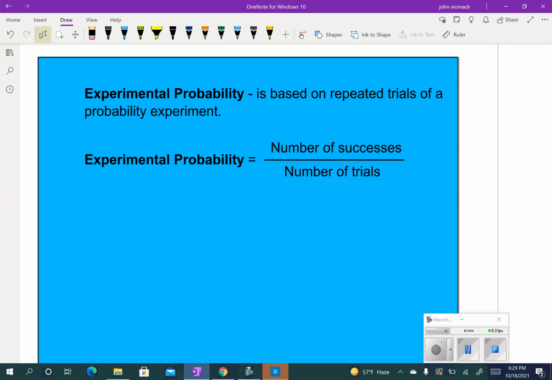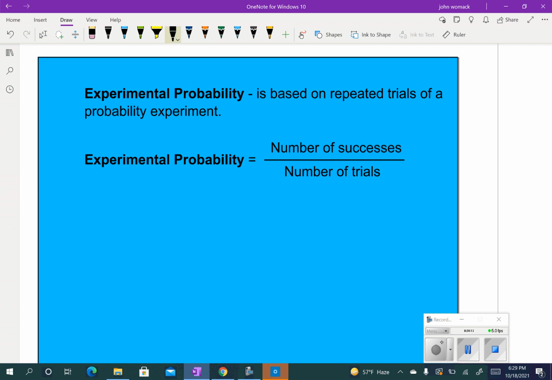With experimental, it's different. You actually take a dice and you roll it over and over and over again. You count how many times you get an even out of the total number of times you rolled it. So experimental probability you find by doing. So if that makes sense.